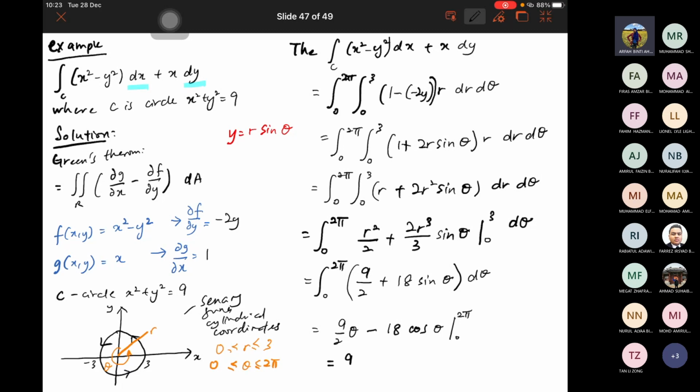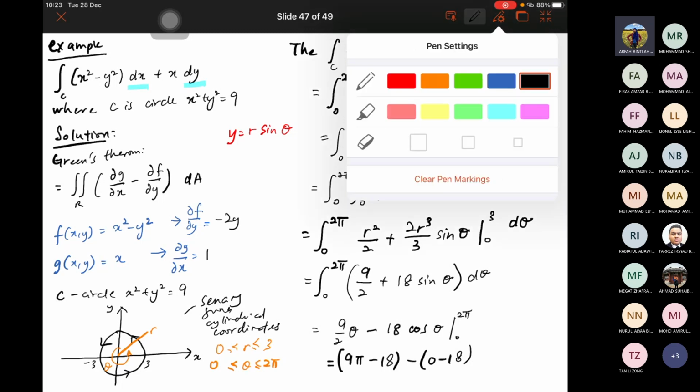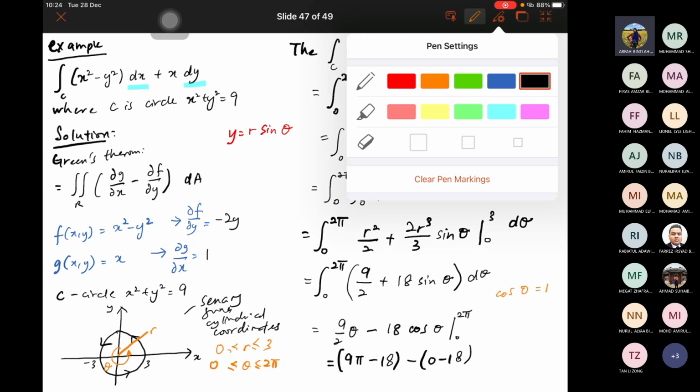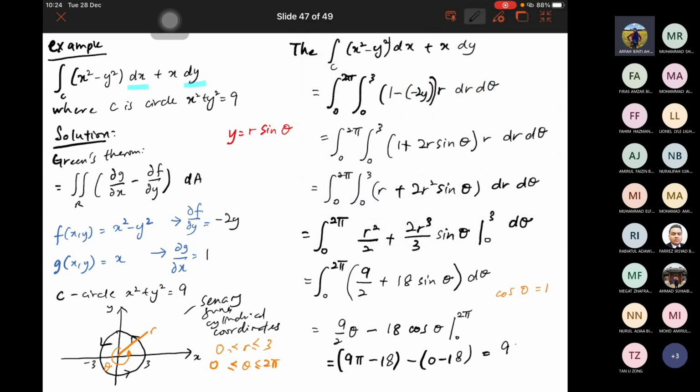Sama dengan 9 pi tolak 18 tolak 0 minus 18. Kosong kena gantikan sebab cos kosong sama dengan 1. That's why kena gantikan. Cos kosong sama dengan 1. So, dapat jawapan akhir sama dengan 9 pi atau 28.2743. So dapat. Dapat ada. Okay.